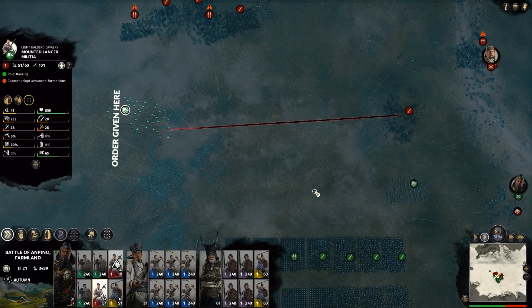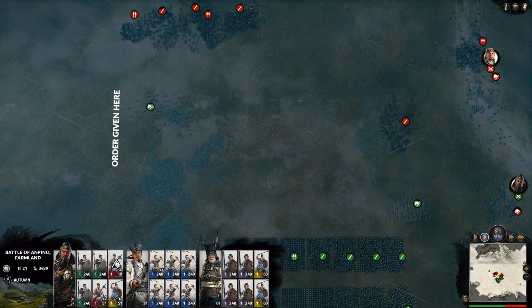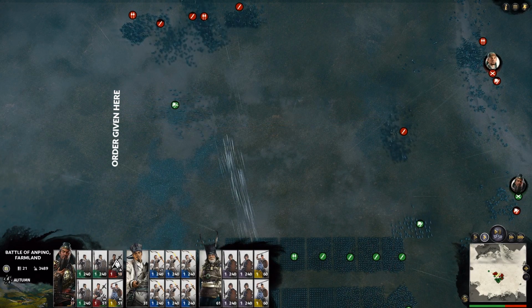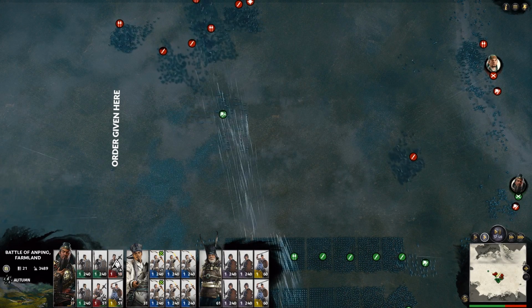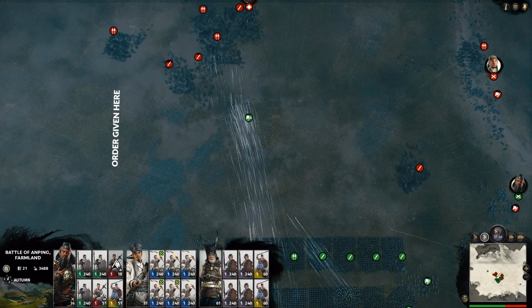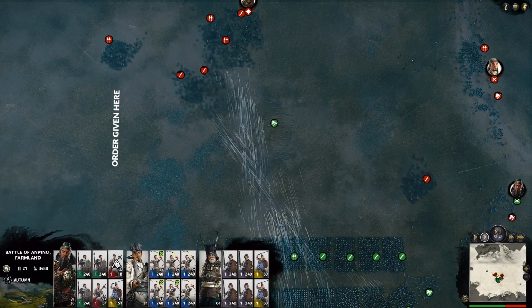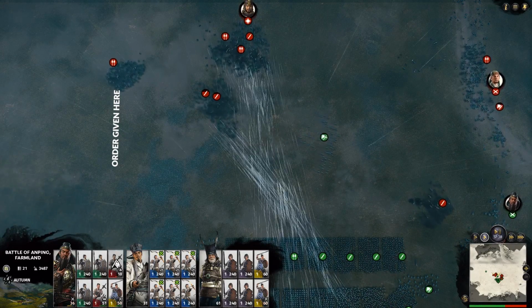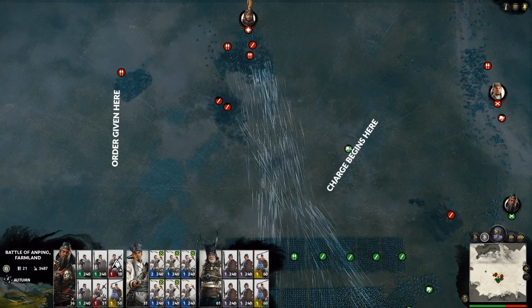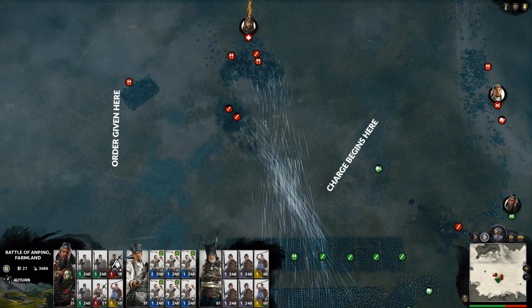Giving a charge order is as easy as selecting your unit and double right-clicking on the target. Once the order is given, however, it's important to know that the charge does not start immediately. Your unit will first run towards the enemy unit, and when it gets close enough, it will begin charging. You'll notice that when upgrading your generals in campaign games, they will sometimes increase their retinue's run speeds, and at other times, they will increase charge speeds. This is the difference between the two.